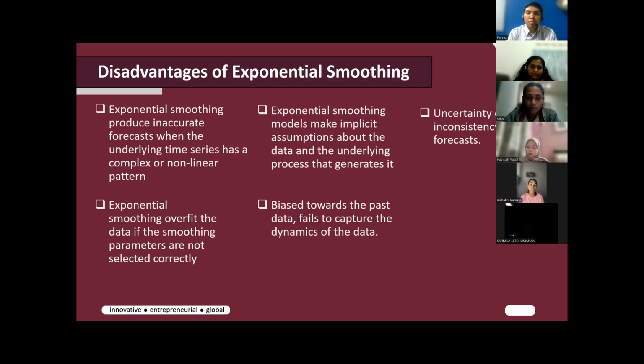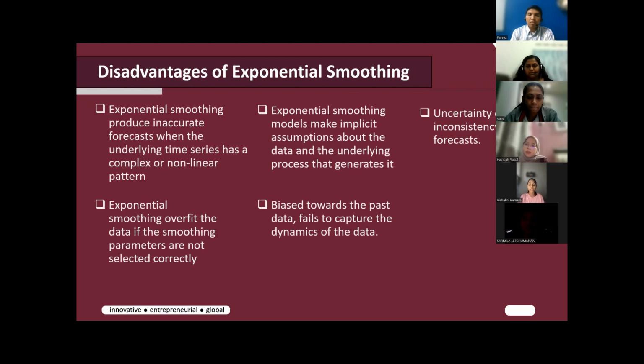Next, exponential smoothing can overfit the data if the smoothing parameters are not selected correctly. The technique can be prone to produce spurious patterns and noise in the forecast if the parameters are not well tuned. Third, the exponential smoothing model makes some implicit assumptions about the data and the underlying process that generates it.